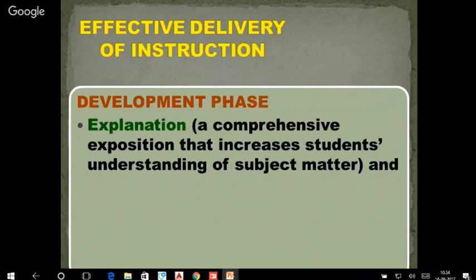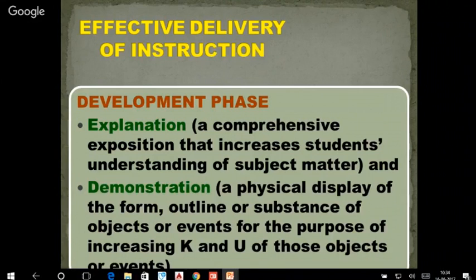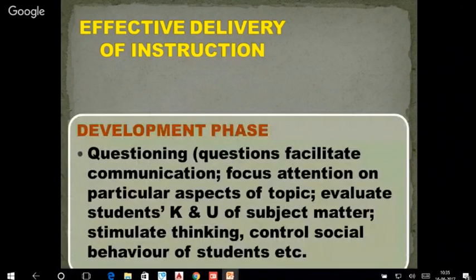Here, explanation. You need to know how the content is explained. So a comprehensive exposition that encourages the students' understanding of the subject matter. And second is the demonstration. So explanation and demonstration, they will go side by side. Then questioning. Another very important tactic during the development phase is questioning.